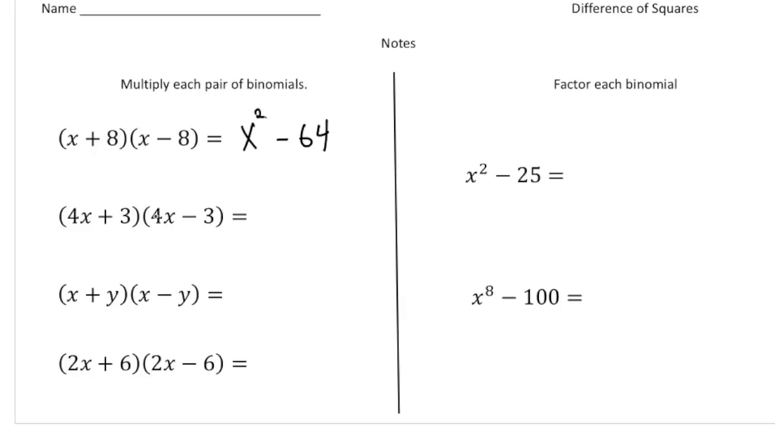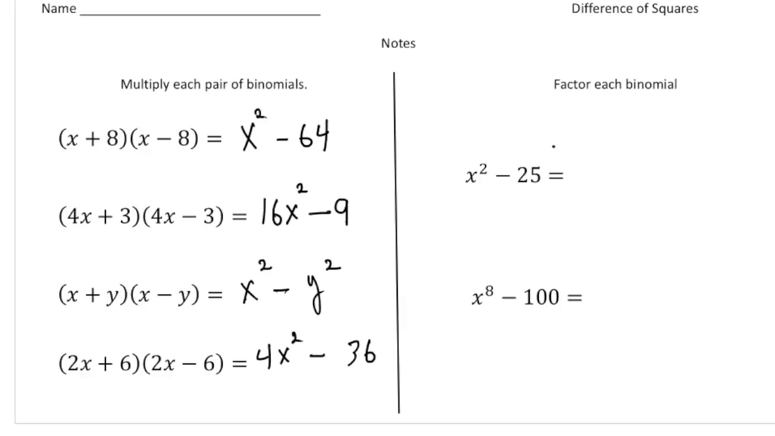Well, I know that 4x times 4x is going to be 16x squared, and 3 times 3 is 9, and it's going to be a difference of squares. Here we have x plus y times x minus y. Well, x times x is x squared, y times y is y squared, and it's going to be a difference of squares. Okay, again, because we have the sum of the two terms times the difference of the two terms. Here we have 2x times 2x, which is 4x squared, and 6 times 6, which is 36. And again, we're going to subtract.